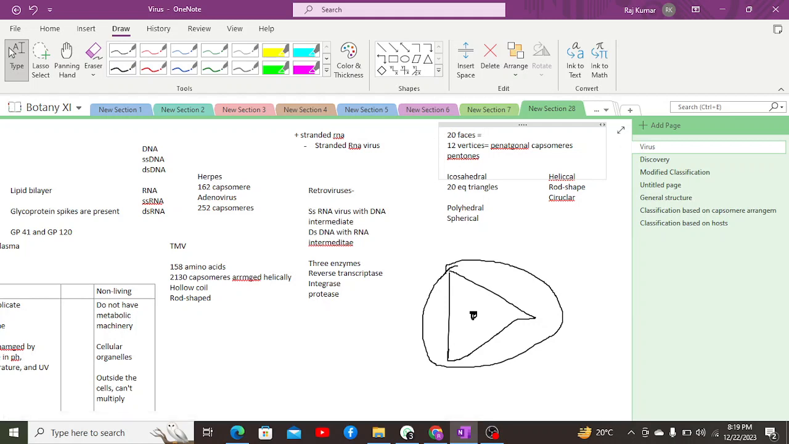While there are 20 faces, on the 20 faces there are hexagonal capsomeres, which are known as hexons. These hexons are variable, they vary from virus to virus, but the 12 vertices have 12 pentones, which are common.